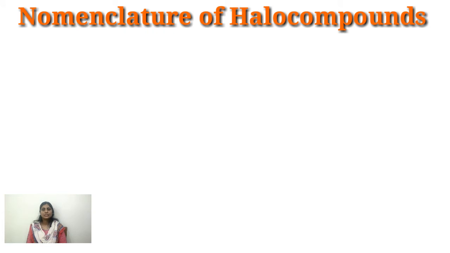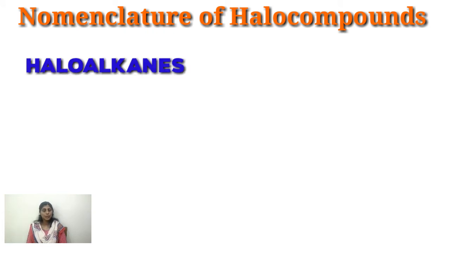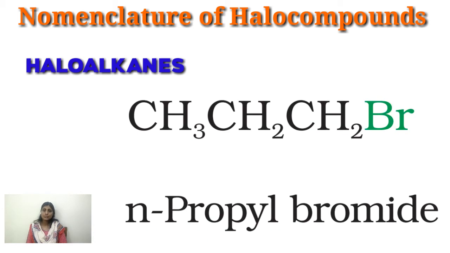Welcome back. Today we are going to learn the nomenclature of halo compounds. The common name of alkyl halides is derived from the name of the alkyl group followed by halide. For example, CH3CH2CH2Br. So what is the alkyl group taken? Three carbon atoms are there, so propyl group.